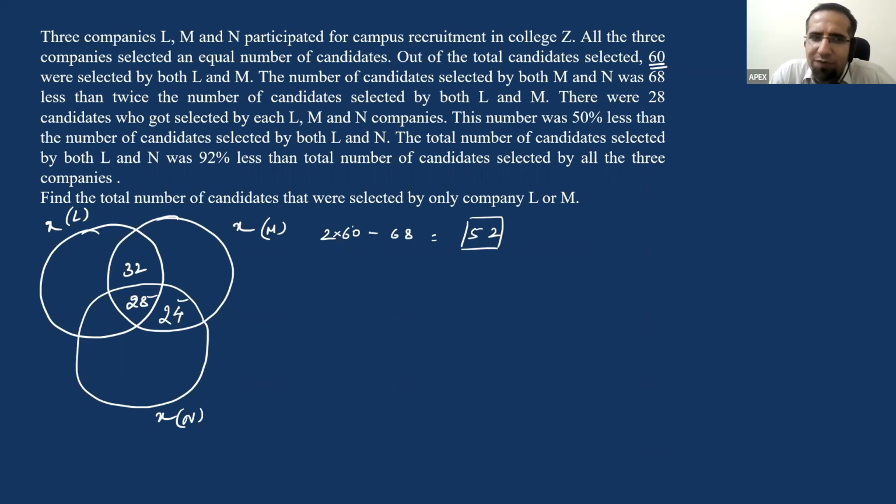Now, 28 candidates were selected by each of the companies. Now, this number was 50% less than the number of candidates selected by both L and N.